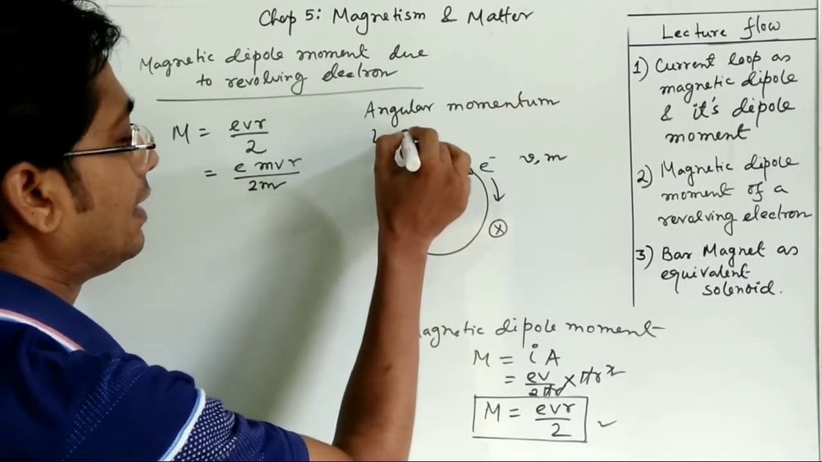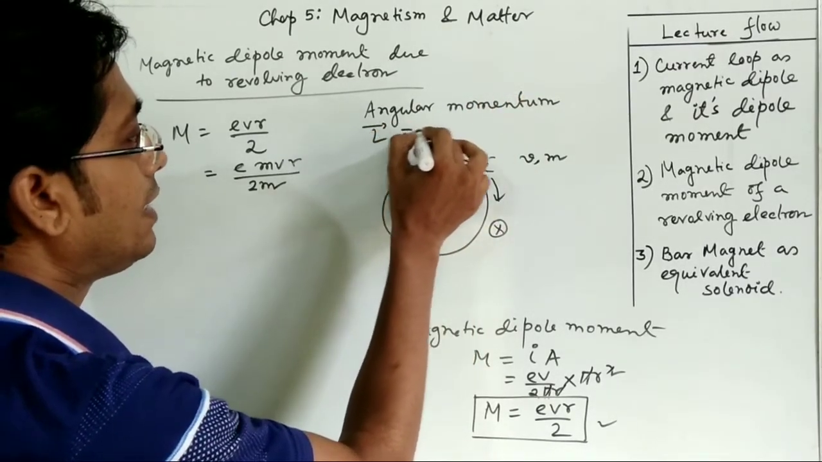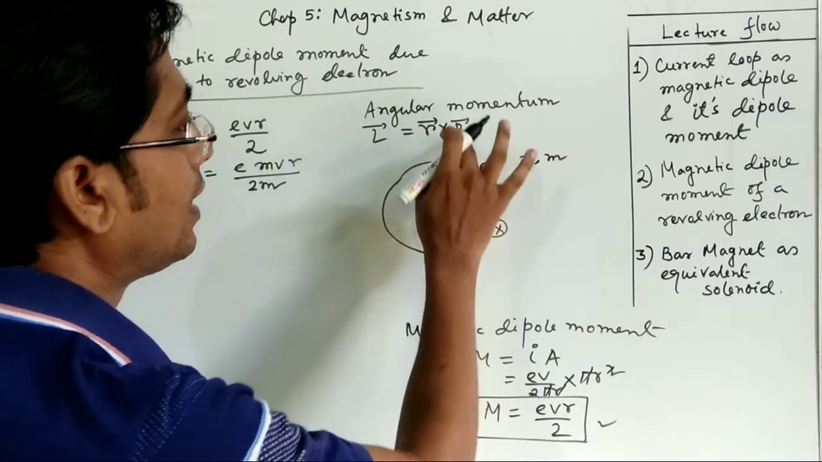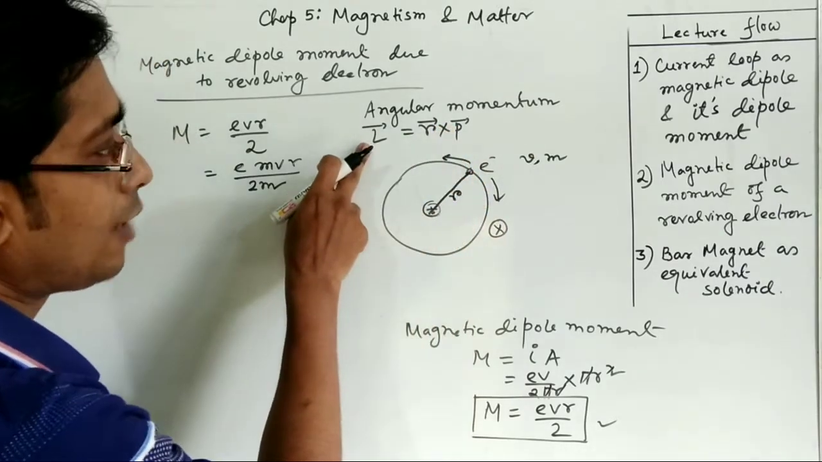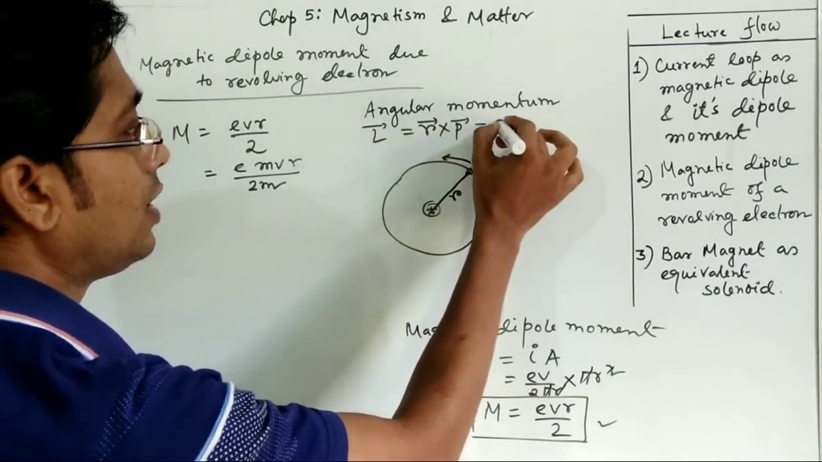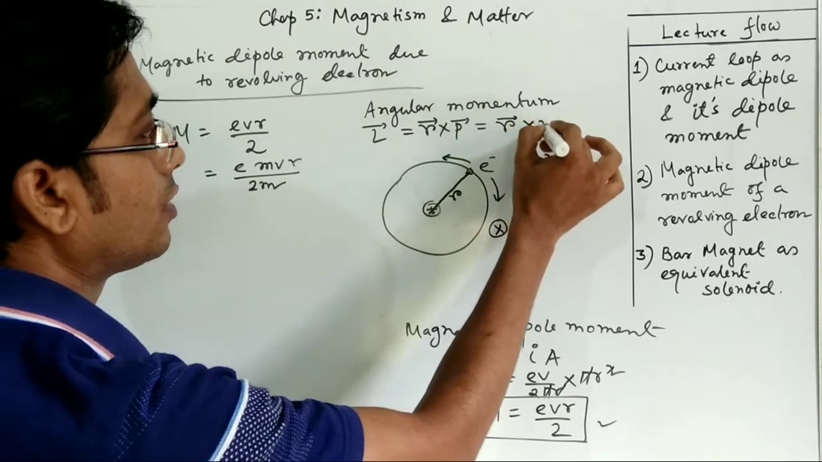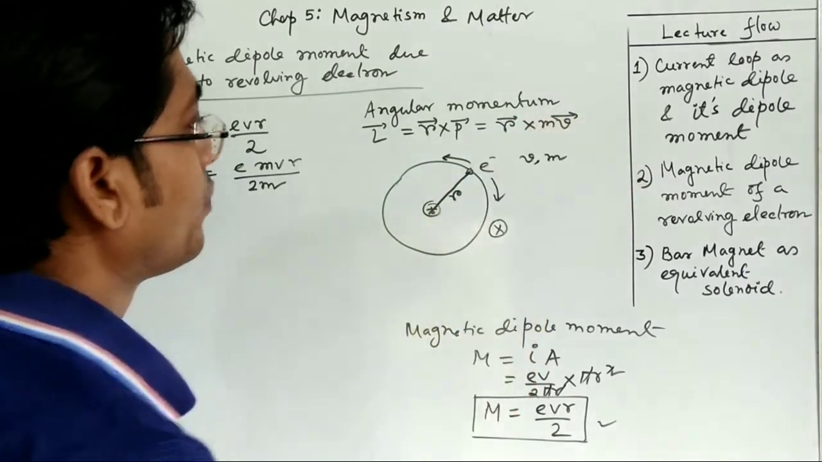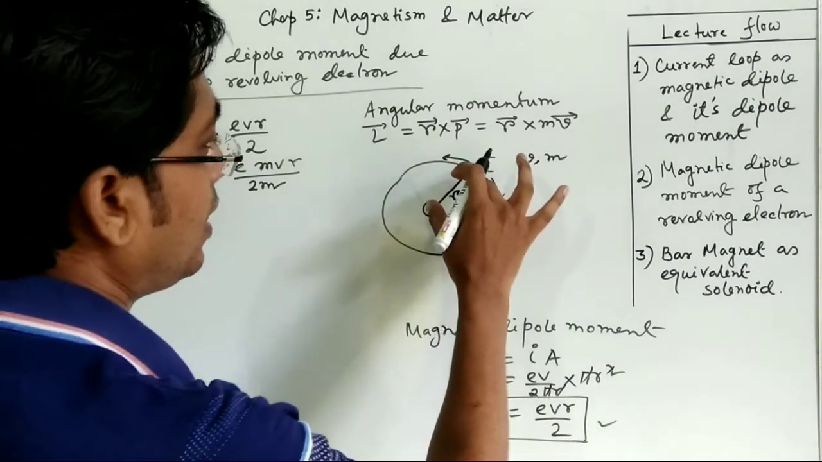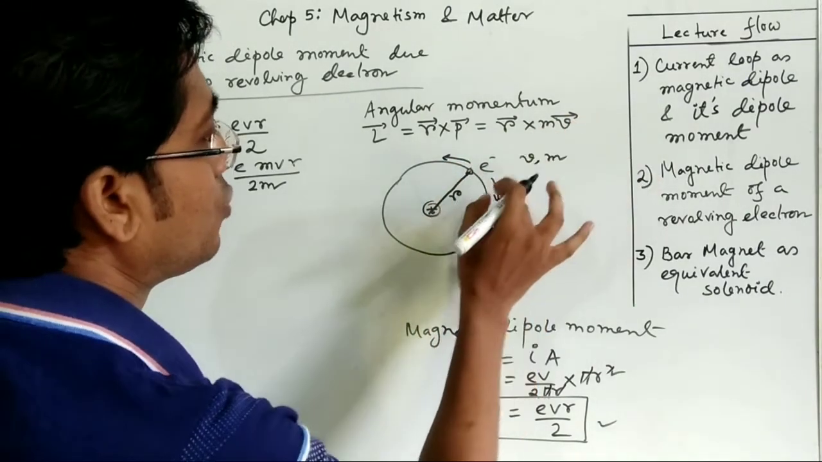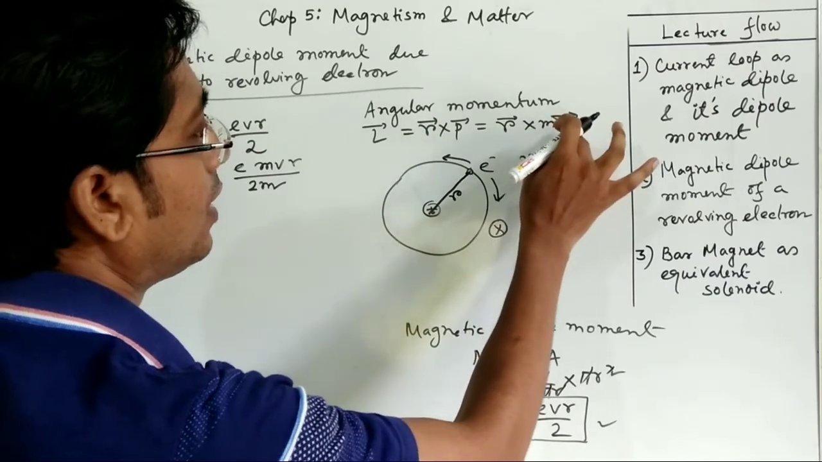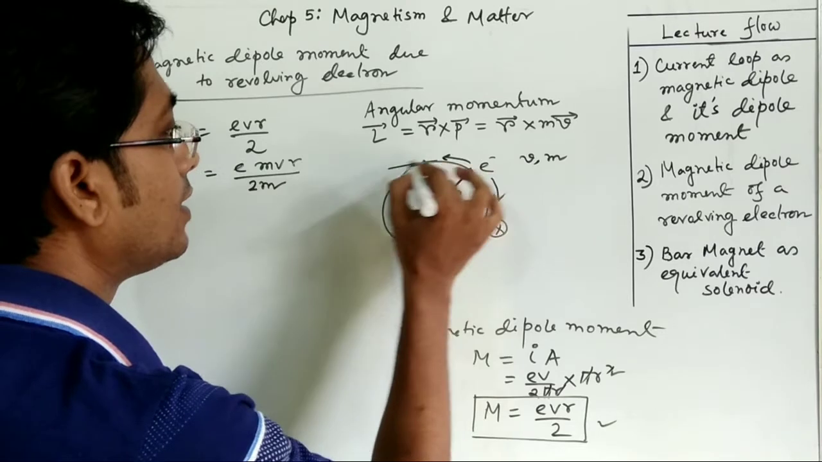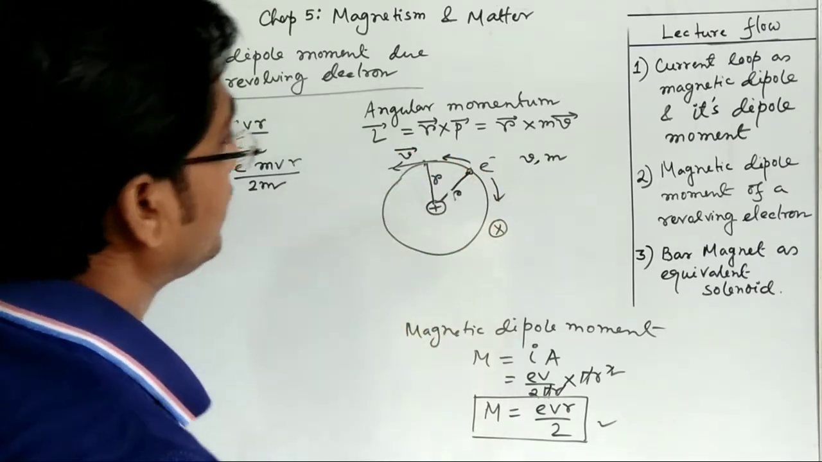We know angular momentum, that is L. L is equal to r cross p, where p is the linear momentum, and this is the angular momentum. So it is actually r cross mv, where v is the velocity, mv being the linear momentum. Here r is the direction of the radius vector and v is the velocity of the electron. Suppose the electron is here, so this is the radius and this is the direction of v.